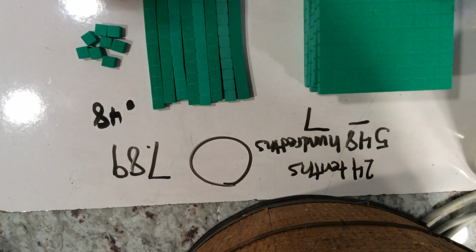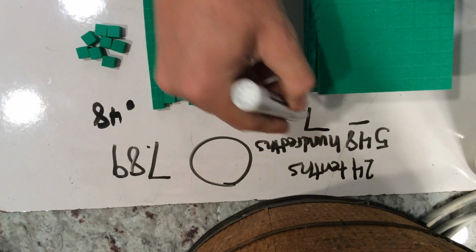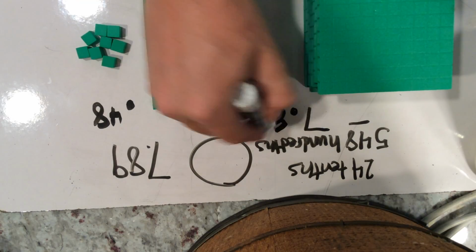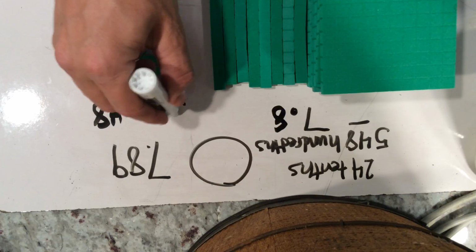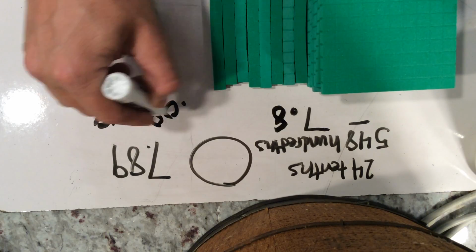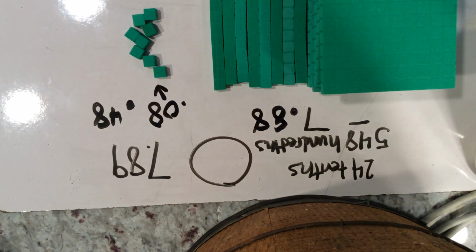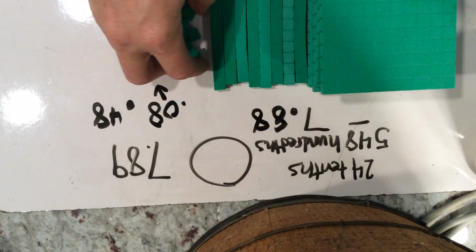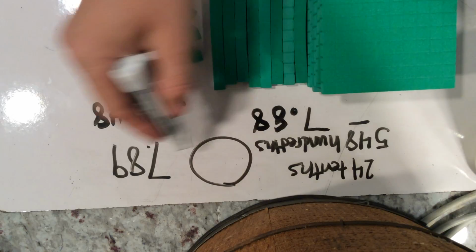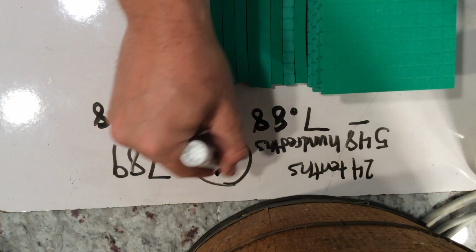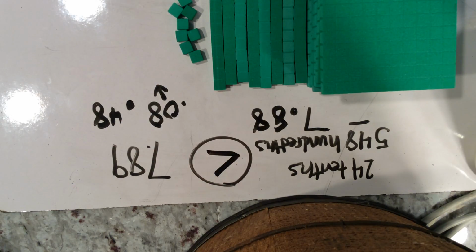We've got 7 wholes and 8 tenths and 8 hundredths. Now that we've successfully built this using a model, kids are able to compare 788 hundredths to 789 hundredths, and we can say that 788 hundredths is less than 789 hundredths.